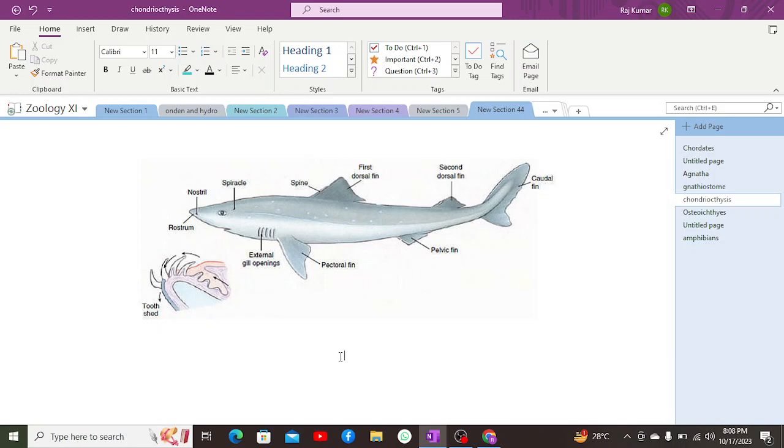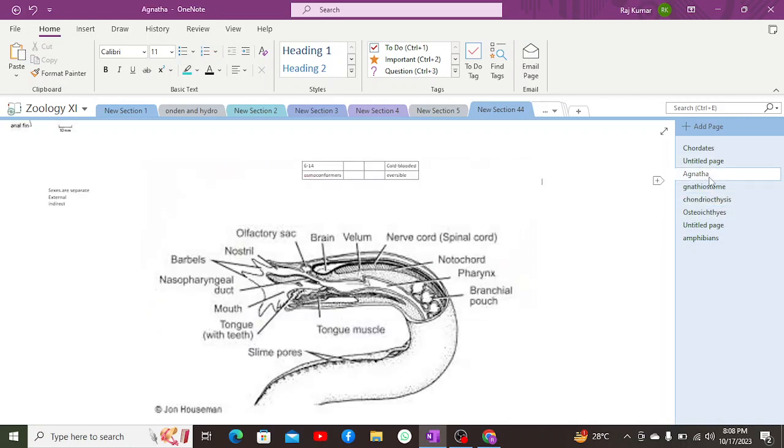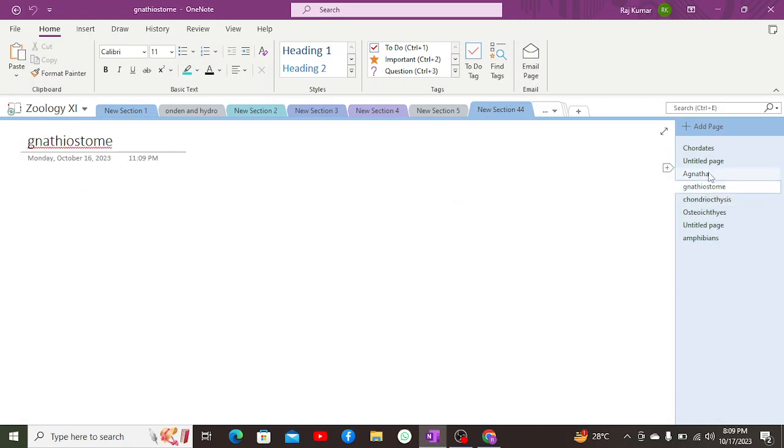One more thing, sorry for the interruption: these have a fibrous or cartilaginous skeleton inside their body. So this is a characteristic of the hagfish as well as the lamprey.